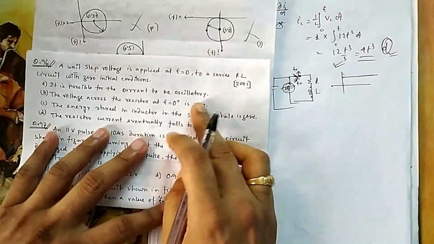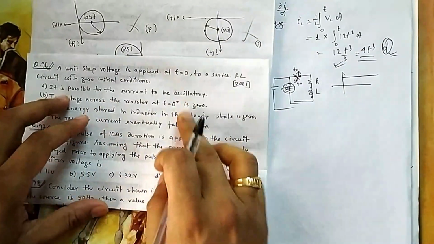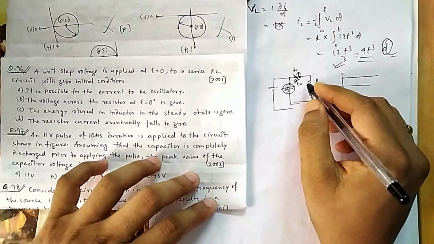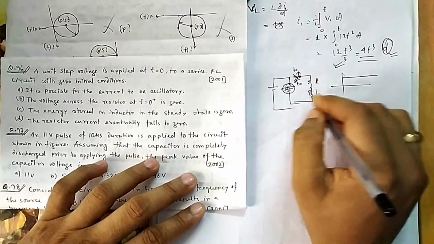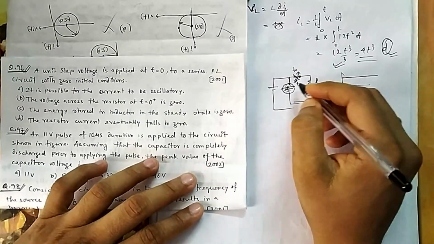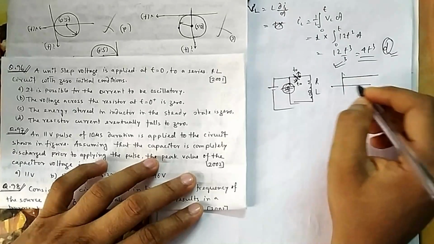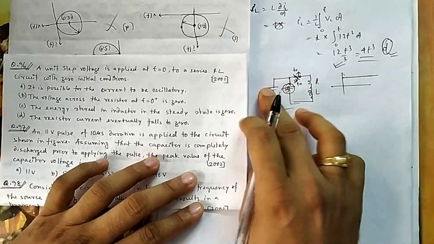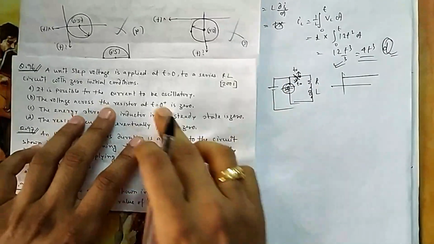So now what are the possibilities they are saying? Is it possible for the current to be oscillatory? Oscillatory current will come when it is an LC circuit. Here either the current will increase then decrease, or decrease then increase. That will not happen in case of this switching. Here the current will increase because of L, gradually it will keep on increasing until it reaches V by R. So it will not be oscillatory.